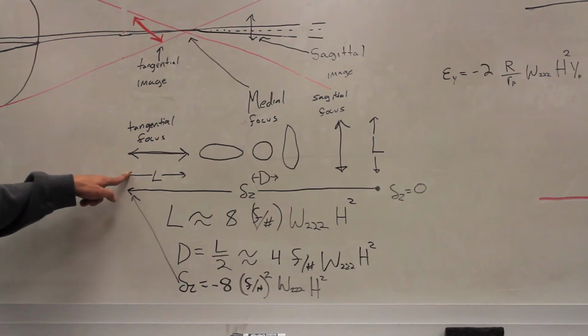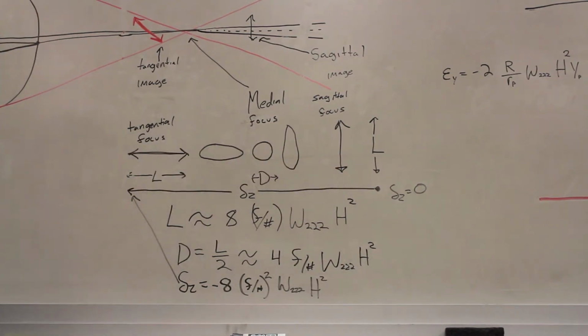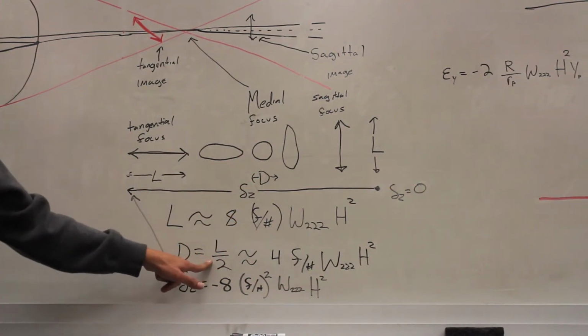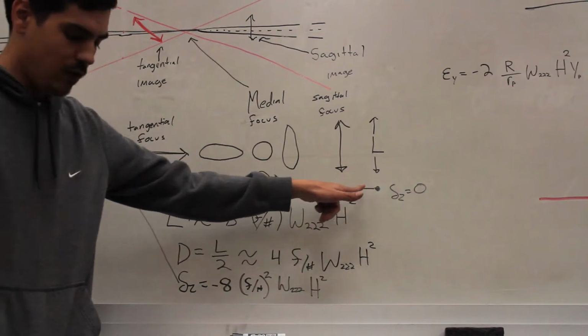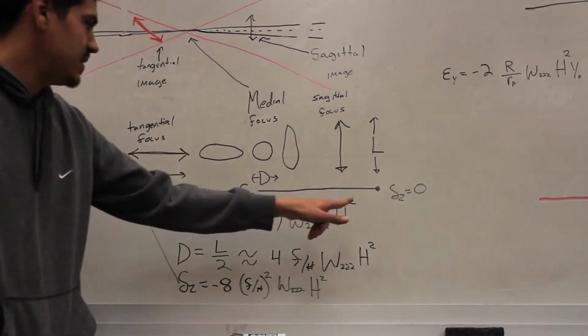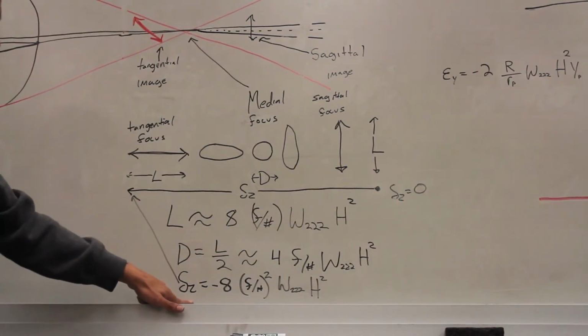L is the length of the line image at the sagittal and tangential focus, while the medial focus forms a circle with the diameter of L over 2. Delta Z is the overall length from the sagittal focus to the tangential focus, but at the sagittal focus it's 0. But at the tangential focus, we can find it using this equation here.